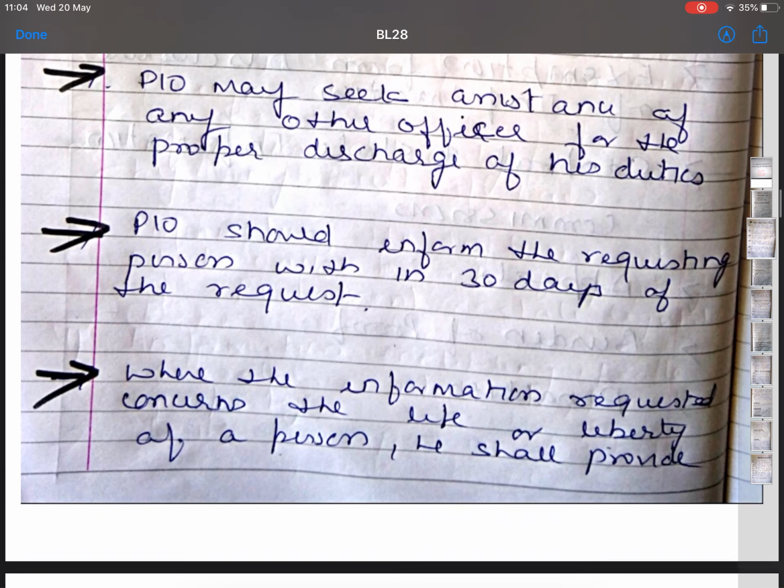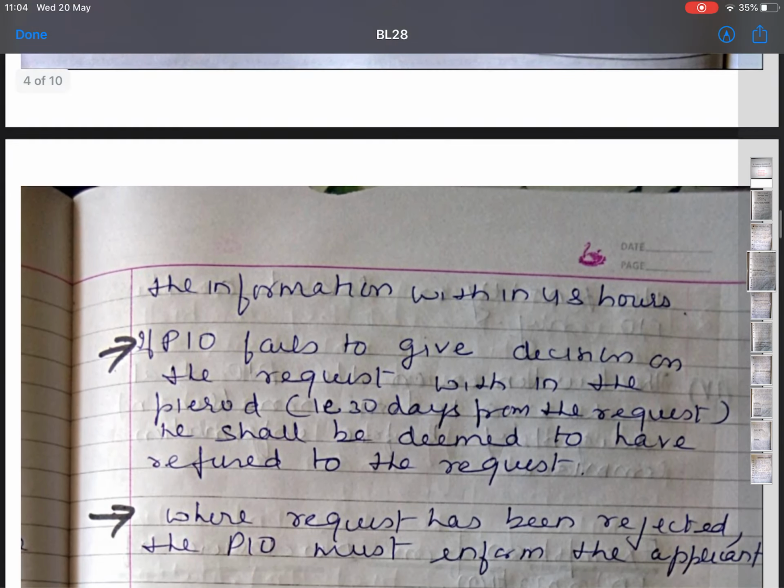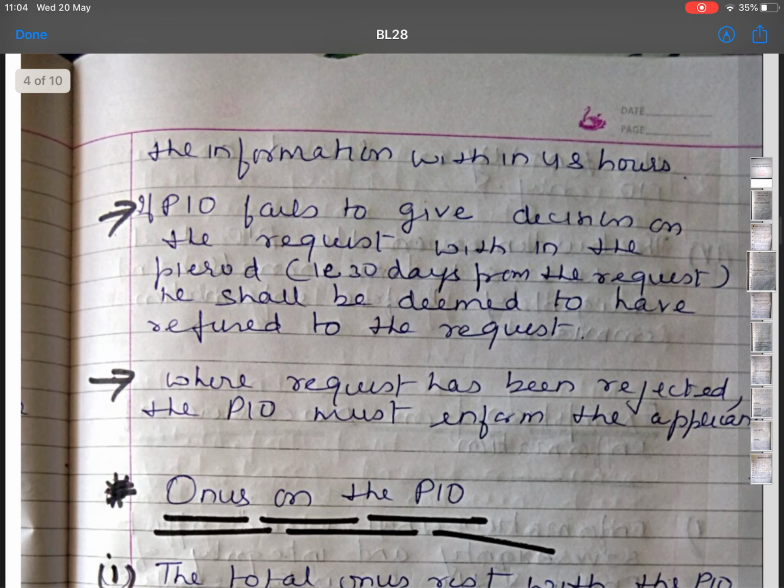Then the PIO should inform the requesting person within 30 days of the request. He should provide information within 30 days. As per the Act, he has to provide the information within 30 days after getting the application. So next one is where the information requested concerns the life or liberty of a person, he shall provide information within 48 hours. Then it becomes his duty, as per the Act, to provide information to that person within 48 hours after receiving the application.